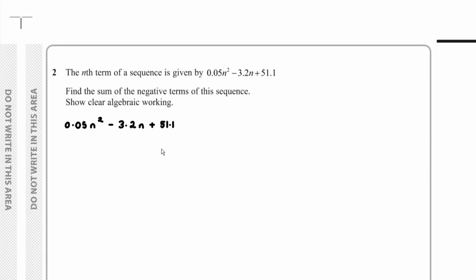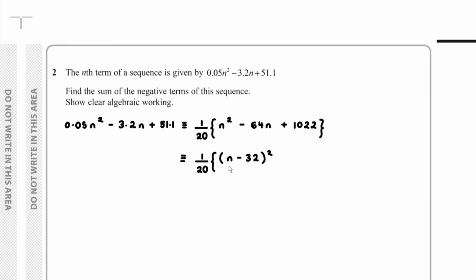What we can do is complete the square of this. To begin with, let's factorise out a 1 over 20. So we have 1 over 20 multiplied by (n squared, subtract 64n plus 1022). Now here, if we have n squared subtract 64n, we can rewrite this as (n subtract 32) all squared, but then we need to take away the square of 32, and then we still add on the 1022.